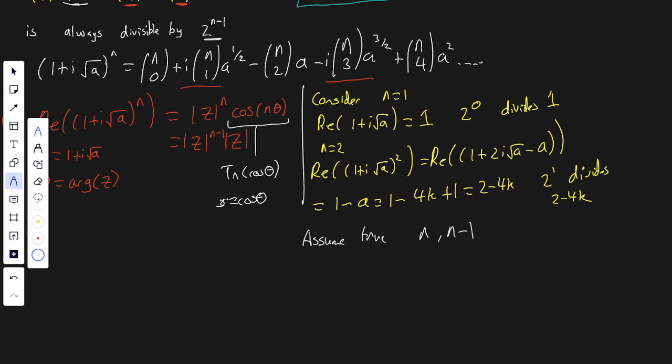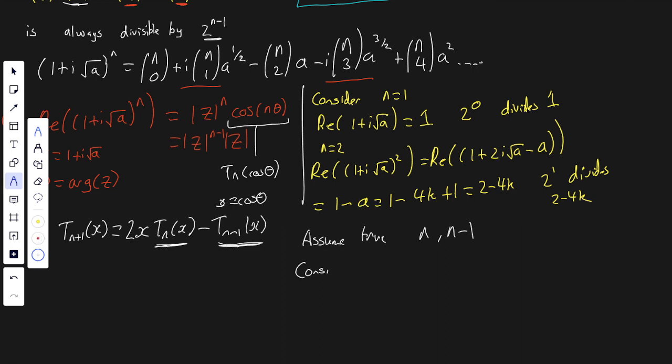Now, the nice thing about Chebyshev polynomials is they follow a recurrence relation: Tn plus 1 of x is equal to 2x Tn of x minus Tn minus 1 of x. And this relation is what we're going to exploit here. So if we're assuming it's true for n and n minus 1, we can involve the nth term and the n minus 1th term.